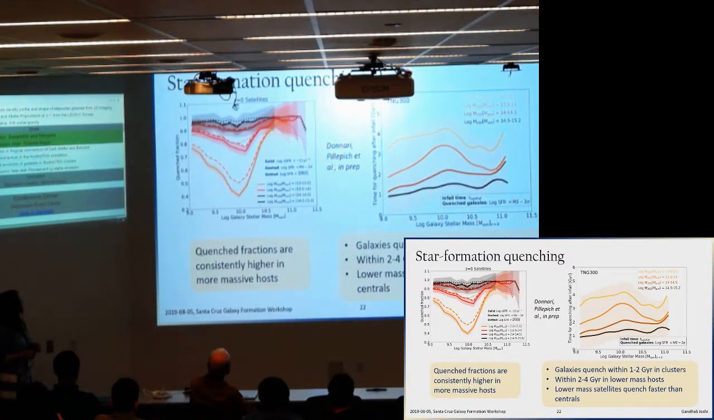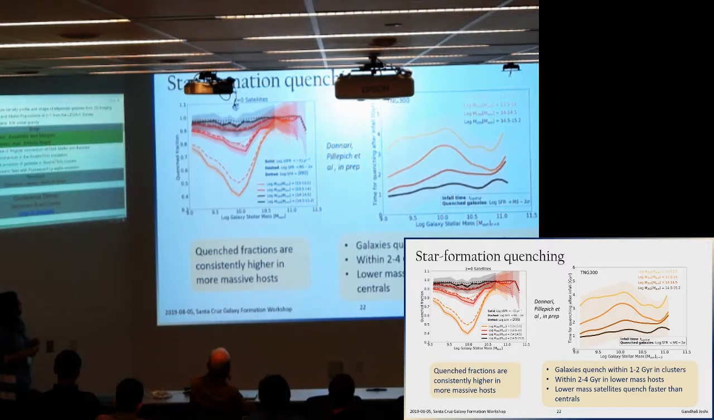Also looking at these galaxies separated by host masses, what Martina finds is that the highest mass hosts tend to have the highest quench fractions. I mean, at 10 to the 14 and above in TNG, in TNG 300, 14.5 and above, sorry, the quench fractions are almost 95% at all stellar masses.